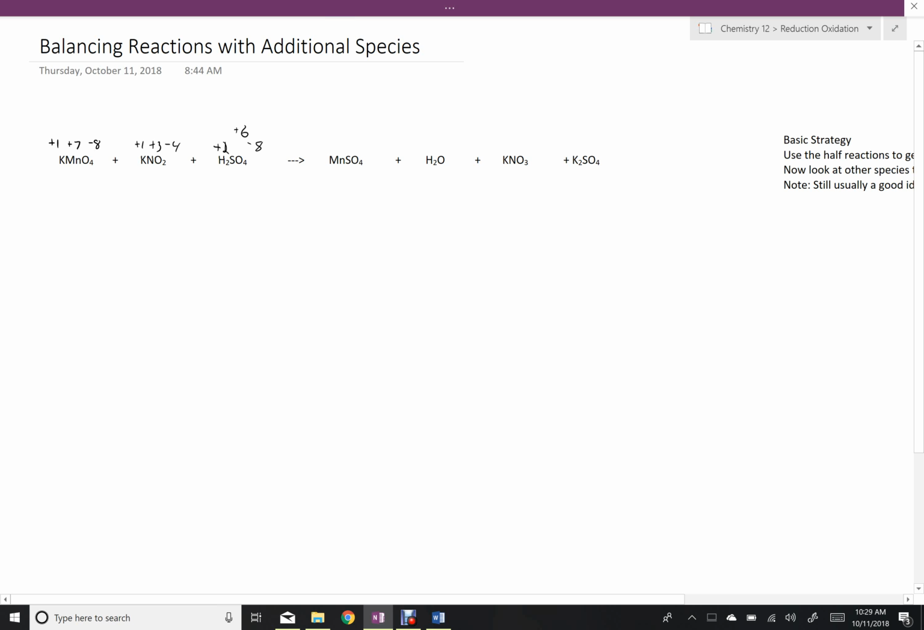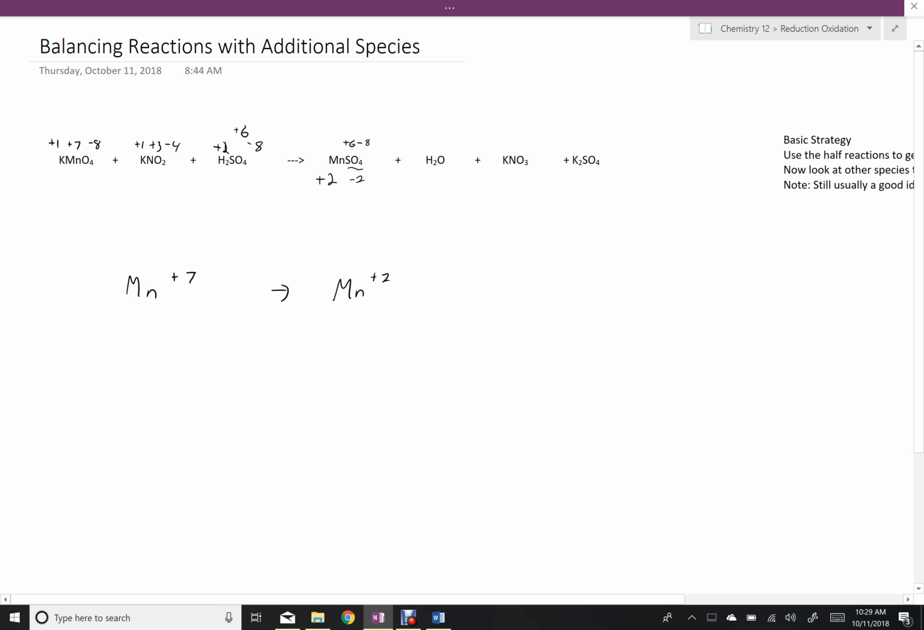Now over here, for this MnSO4, the sulfate is -2. Again, -8, +6. And this manganese then is going to be the thing that's making this neutral, Mn2+. So I can immediately get my reduction, Mn +7 going to Mn +2.